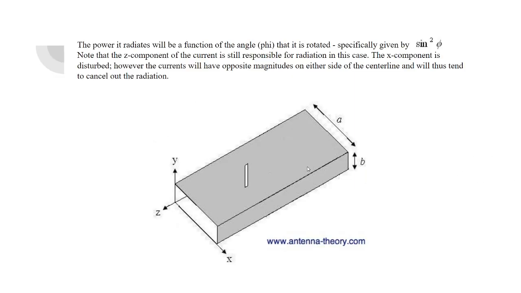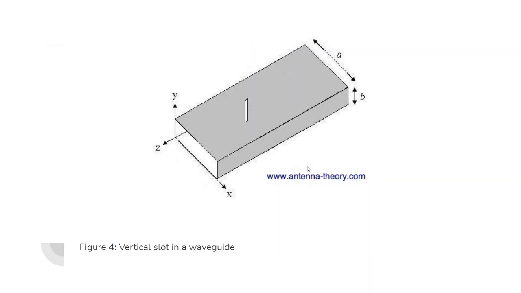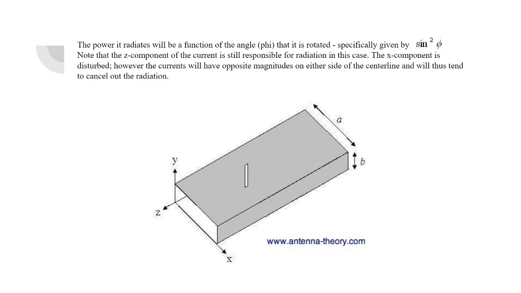So the power it radiates will be a function of the angle phi that is rotated, specifically given by this equation: sine squared phi. Note that the Z component of the current is still responsible for radiation in this case. The component is disturbed, however, the currents will have opposite magnitudes on either side of the center line.